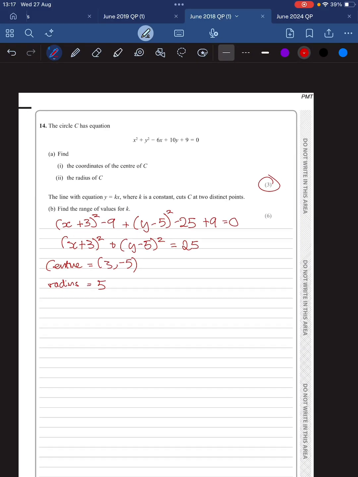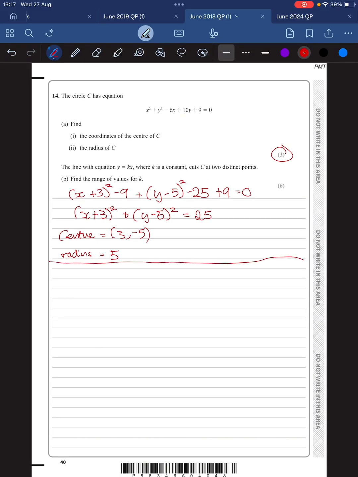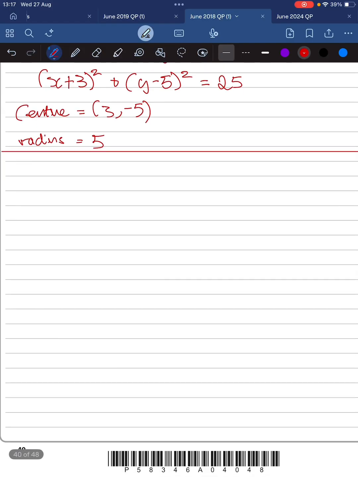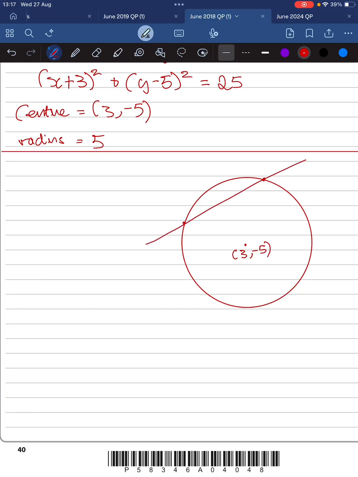Okay, now question B is quite difficult. It took me quite a while to understand it, but it's actually not as difficult as you would think. So the line with equation y equals kx, where k is a constant, cuts C at 2 distinct points. If it cuts C at 2 distinct points, that means that, let's just say, this is our circle, this is 3 and minus 5. It would cut at 2 distinct points, so it could cut here and here because it's a line. Okay, it could cut here and here.